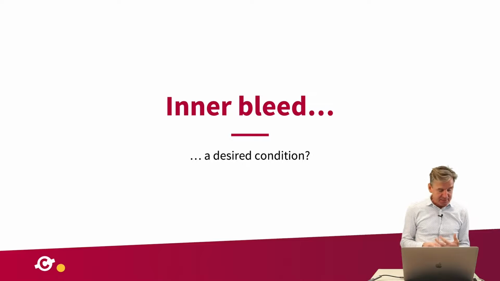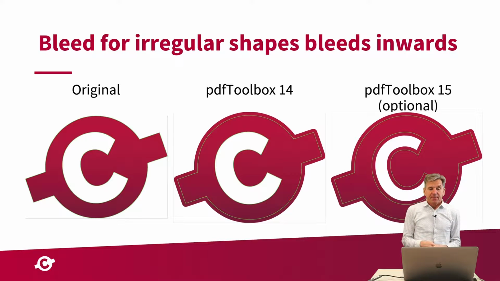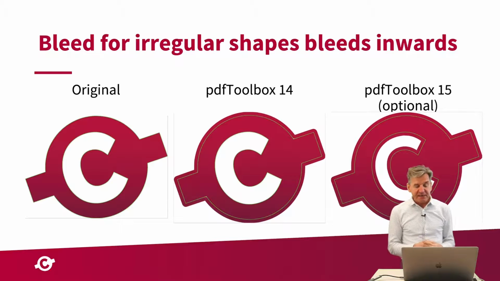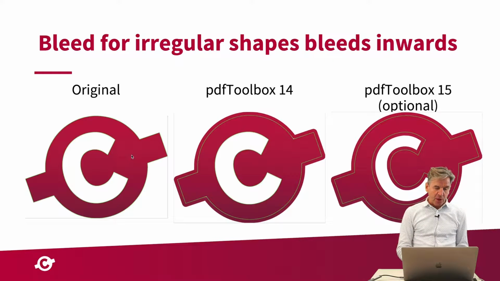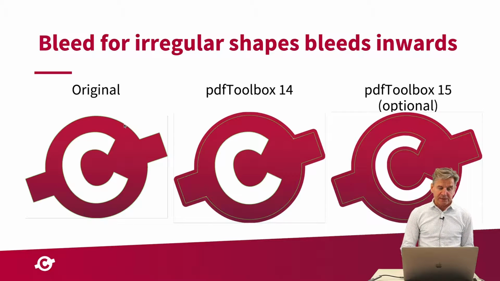Anyway, one more feature in this session, inner bleed. Inner bleed is a desired condition. Let's find out. Oh no, 2 more. That is about inner bleed. We have an object here which hopefully looks familiar to you, and assume we want to produce it. We have a die line at the outer edge and at the inner edge. And then we need bleed. There isn't any bleed here. So we need it. We create it in pdfToolbox 14.